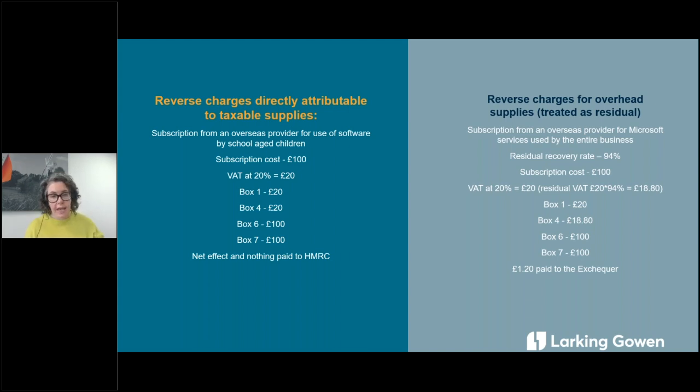So the upshot here is that the Exchequer benefits to the tune of £1.20 as compared to if we were able to recover all of the VAT. So all that we've done is put your school in the same position that you would be in had you bought that IT license from a UK supplier rather than a non-UK supplier.